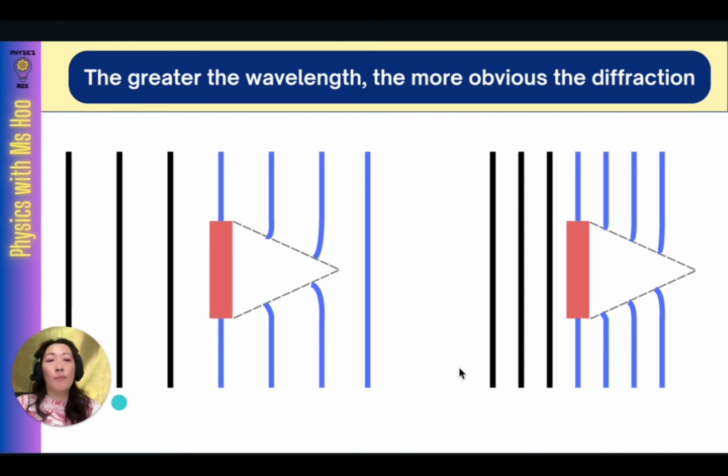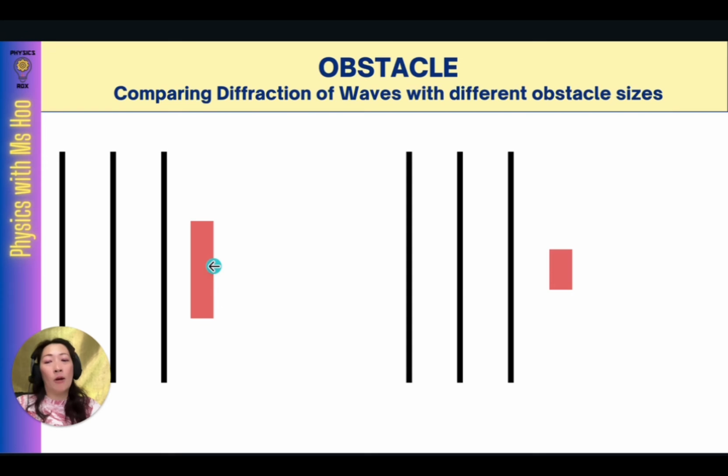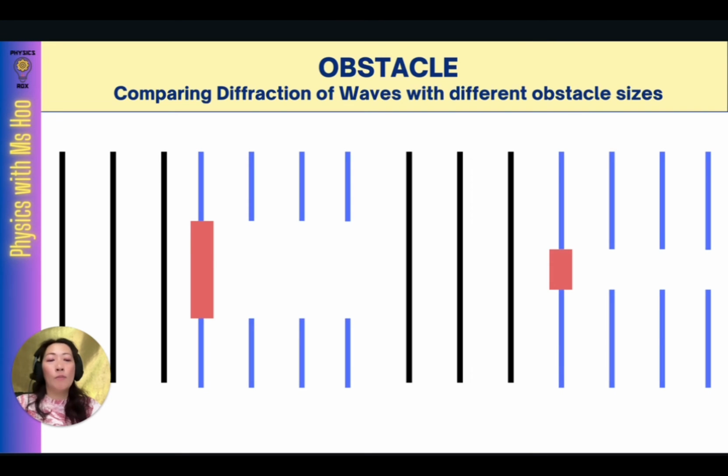Now, let us compare different obstacle sizes. So this time we have two diagrams with identical wavelengths, but we have an obstacle that's larger and an obstacle that's smaller. Similarly, again, only the middle part of the wave gets blocked, so the top and bottom parts of the wave can still pass through. Again, the spread will be inwards because the obstacle is in the middle, and the wave will diffract like this. So the same thing will also happen for a smaller obstacle size, but because the obstacle is so much smaller, the waves will join together to form a single wavefront much more quickly.